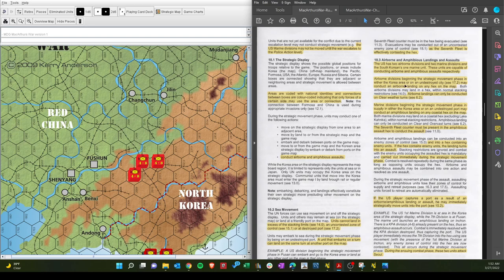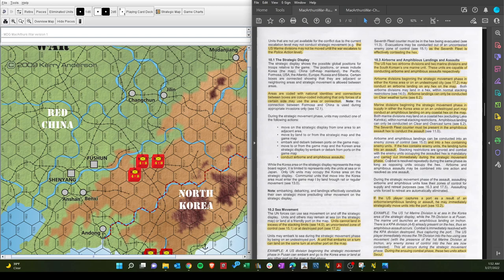Airborne units, undestroyed city or the Korea area. Only clear weather. They don't have ZOC. They can land on enemy units. Amphibious assault: 7th Fleet must be present, and you can do it into enemy units.